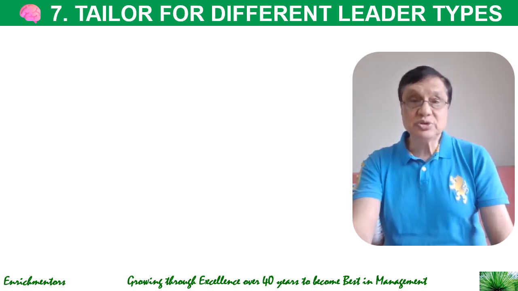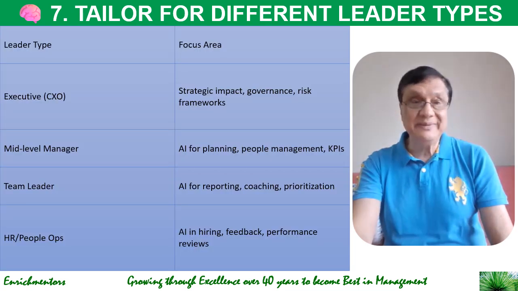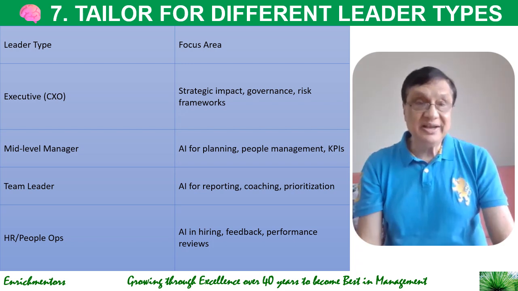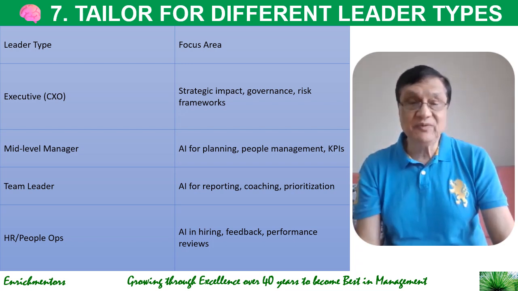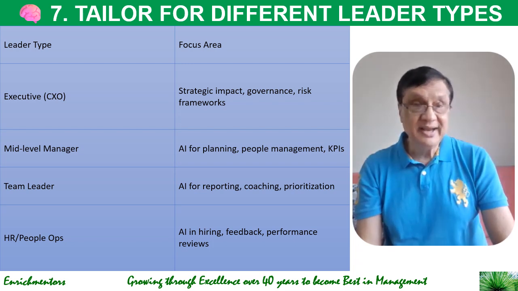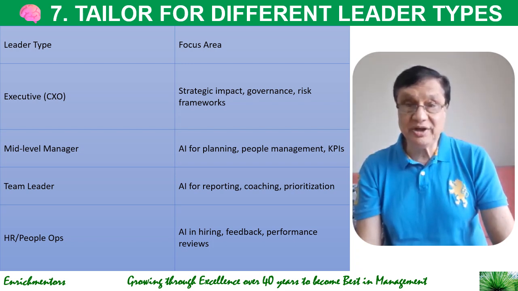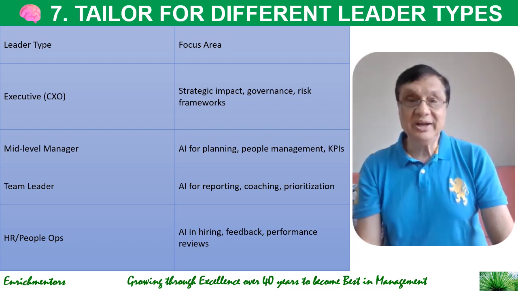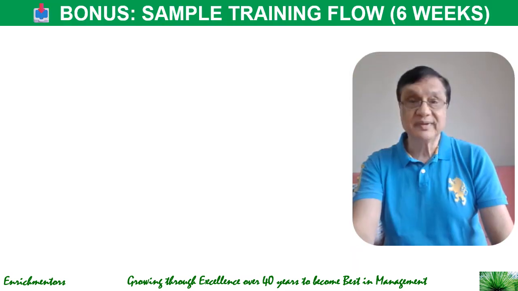Now, what you need to do is also tailor the training for different leader types. What are the types? There are executives like CXOs, and their focus area should be strategic impact, governance, and risk frameworks. For mid-level managers, the focus of training should be AI for planning, people management, and KPIs. At the execution level, for team leaders, you should be talking about AI for reporting, coaching, and prioritization. And for HR and people ops, you should be looking at AI in hiring, feedback, and performance reviews. So that's how you can tailor for different types of leaders.